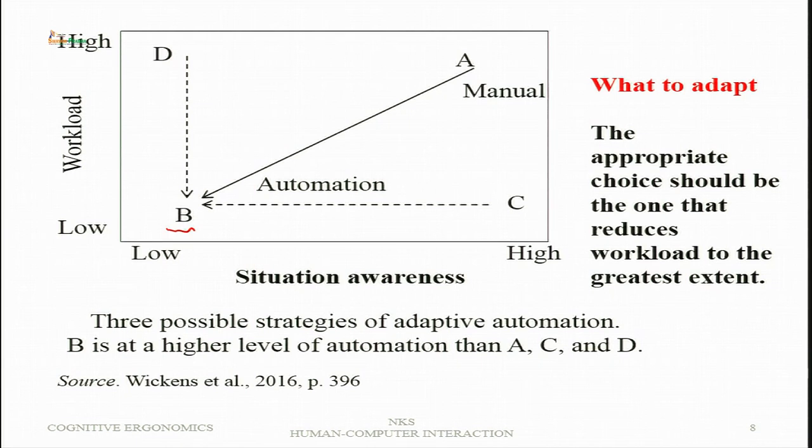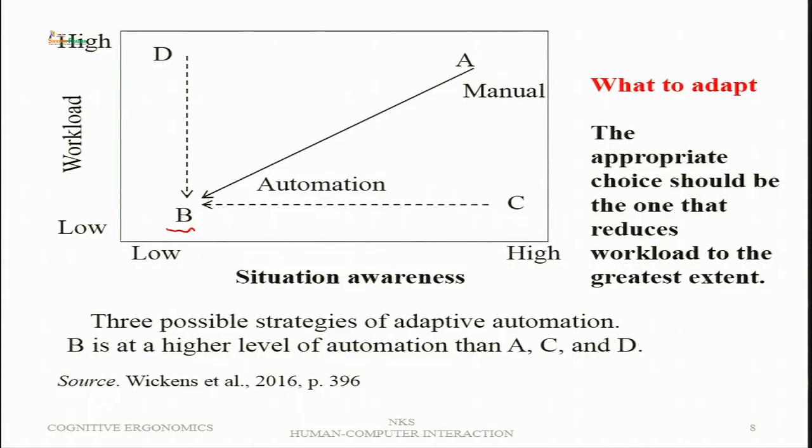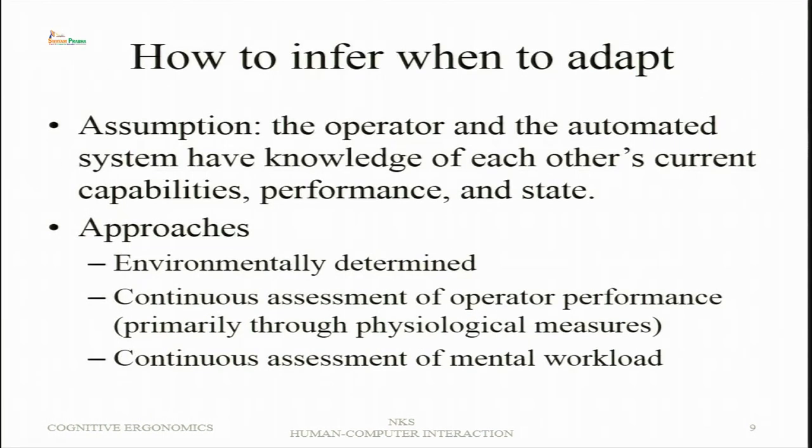So from A, if we do complete automation, then both can be affected. Workload can be reduced, situation awareness can be reduced. And then one has to decide whether situation awareness is important under certain conditions. So the appropriate choice should be the one that reduces workload to the greatest extent. To what extent can the workload be reduced? Situation awareness can be taken care of.